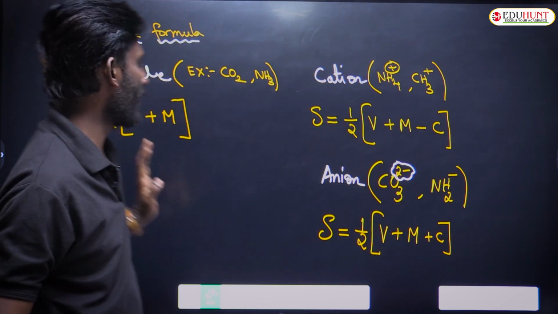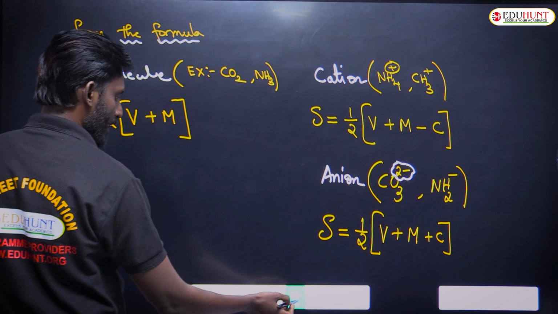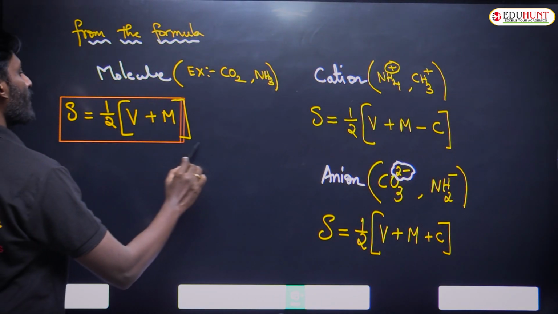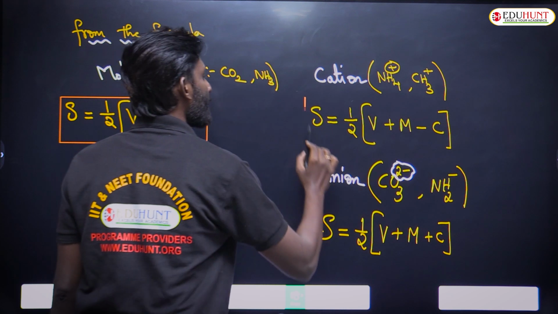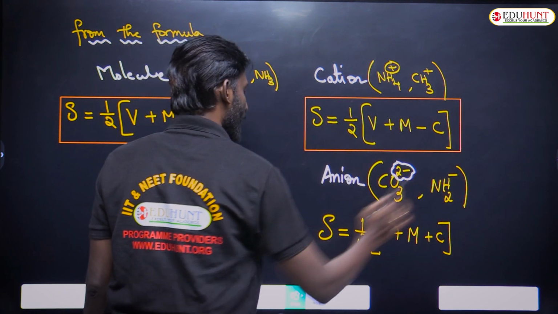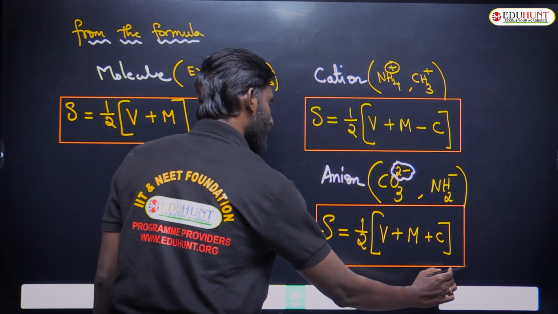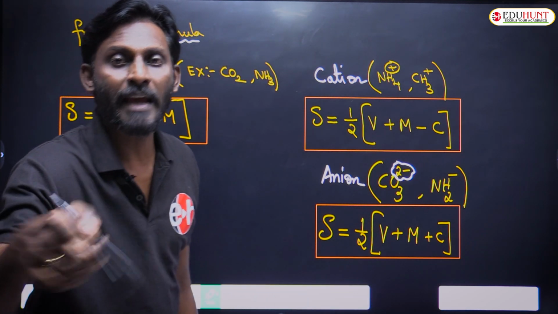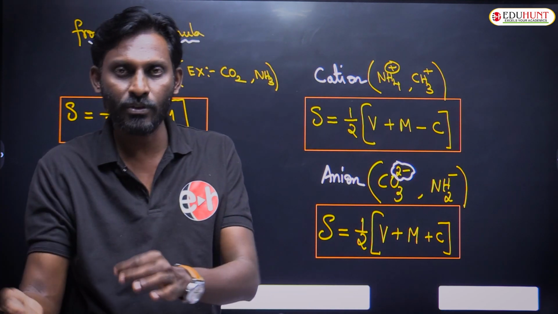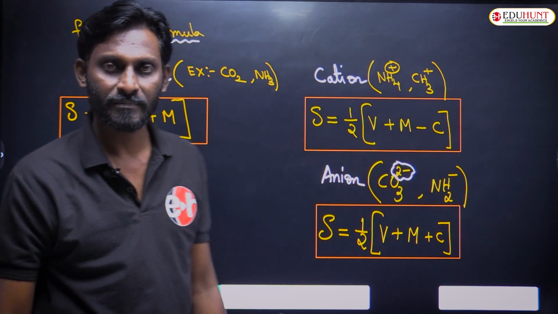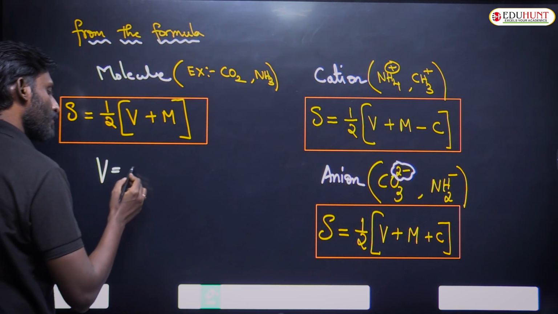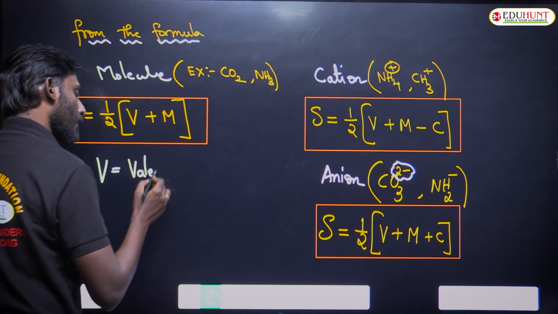This is just a formula. These three are just formulas. So I have given you 3 formulas. One formula is for neutral molecule, another formula is for cation, another formula is for anion. By using these 3 formulas, you can determine the S value for any molecule or cation or anion. Okay, simply S is steric factor, V is nothing but valence electrons.